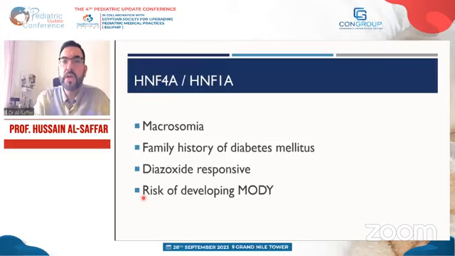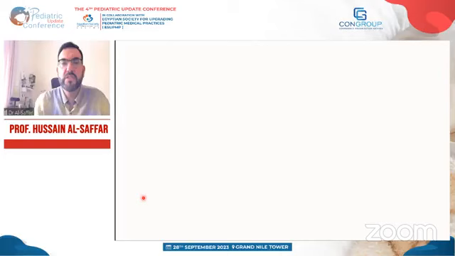HNF4 alpha or HNF1 alpha is another cause of hyperinsulinism, and these gene mutations usually present in the family. So there will be a family history of diabetes mellitus, and the same genes could be upregulatory or downregulatory. For example, at some point they would lead to hyperinsulinism, but in early adulthood the same patient would develop MODY, the maturity onset diabetes of youth. And good news is they are diazoxide responsive as well.